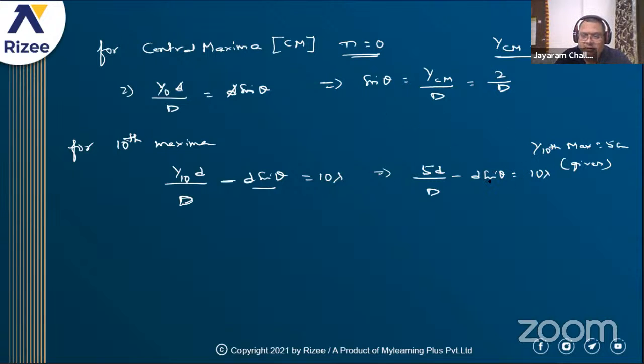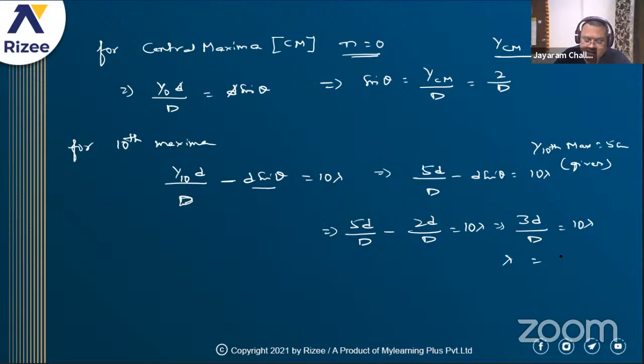So sine theta value is equal to 2 into this one. So if we replace this 5 into small d by capital D minus 2 into small d by capital D is equal to 10 lambda. Or from this, 3 into small d by capital D is equal to 10 lambda. Or from this, lambda can be written as 3 into small d by 10 into capital D. I have got the value of lambda here. This is your capital D.